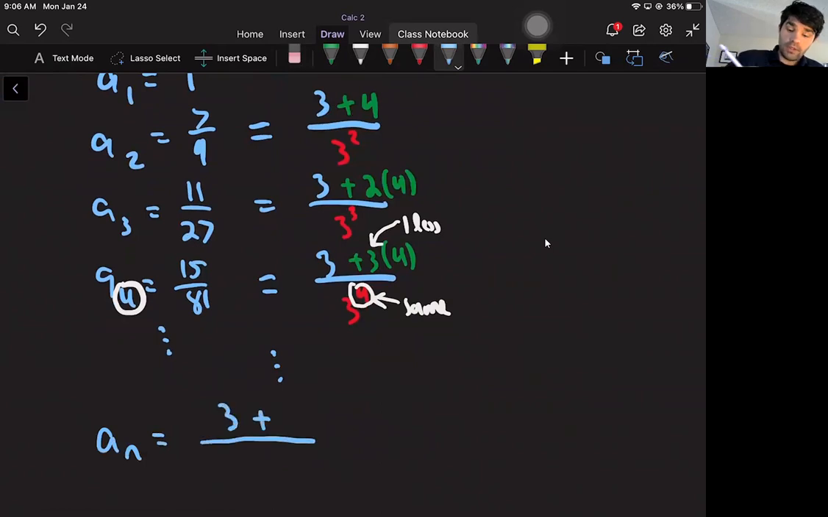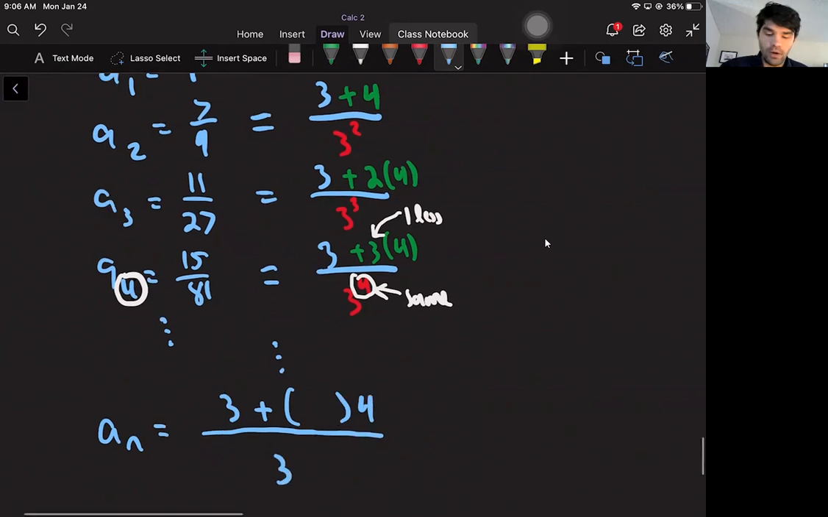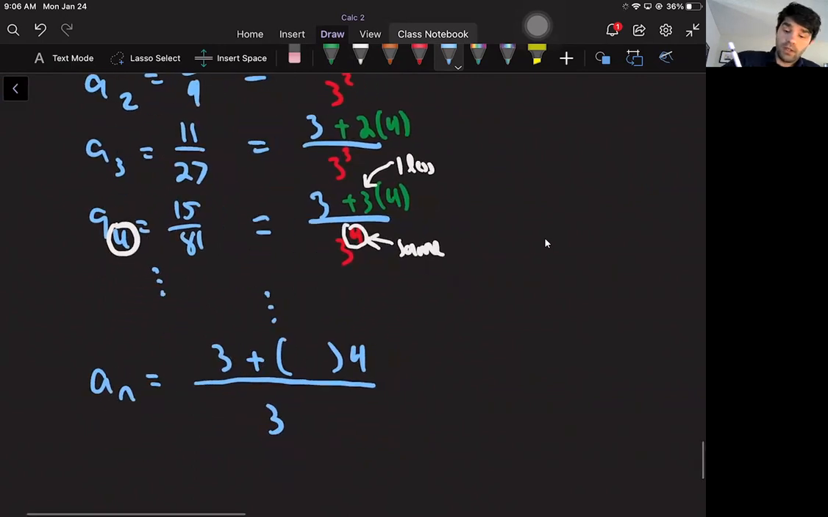So it's 3 plus some amount of 4s over 3 to some power. And what's going on is this is the same as the index, so that will be n, and this is 1 less than the index, so this will be n minus 1.